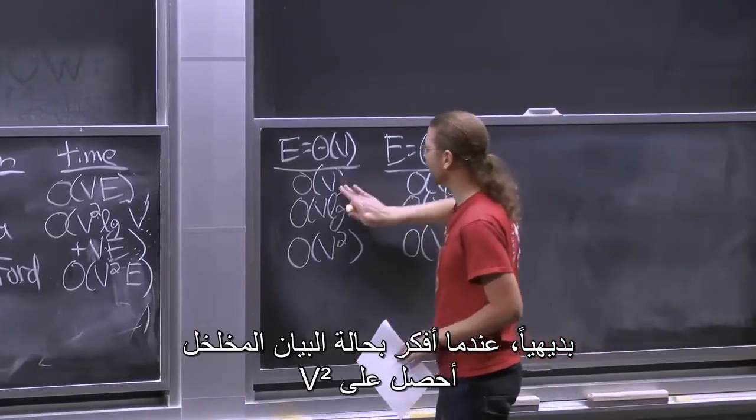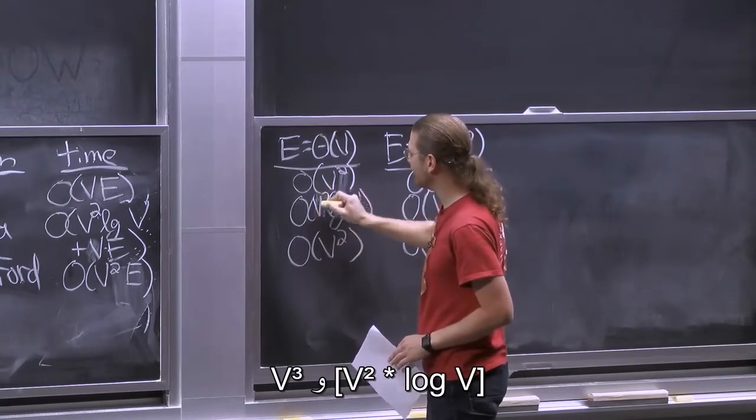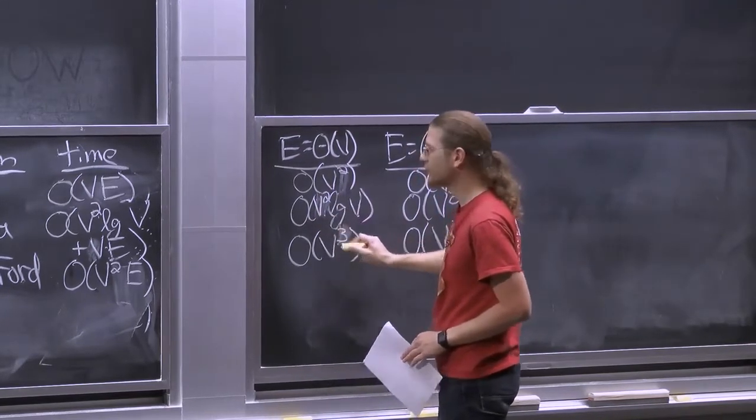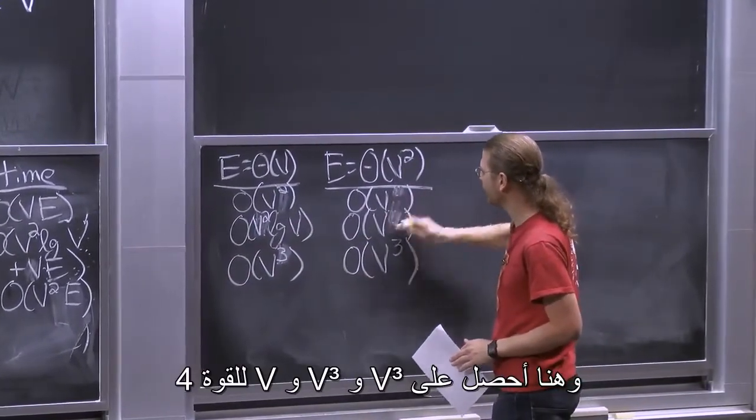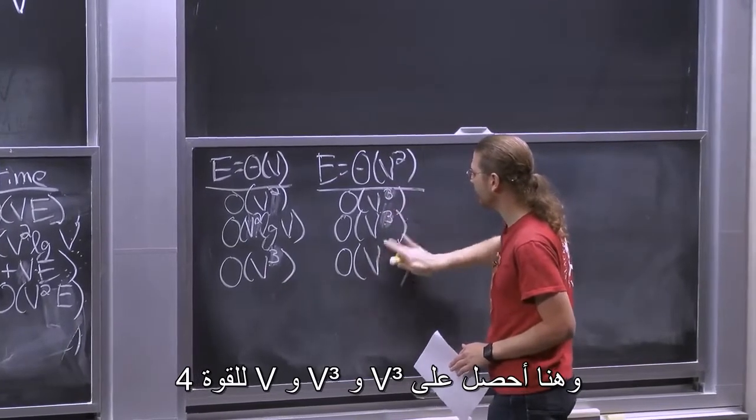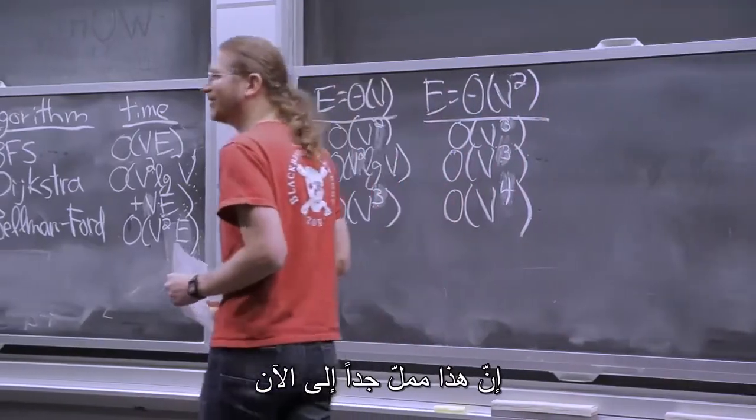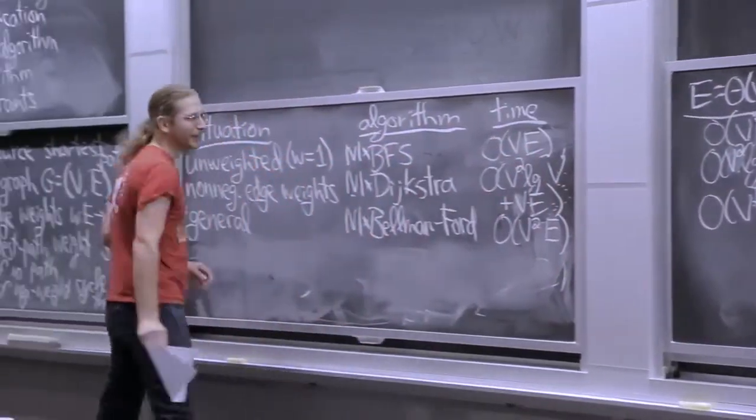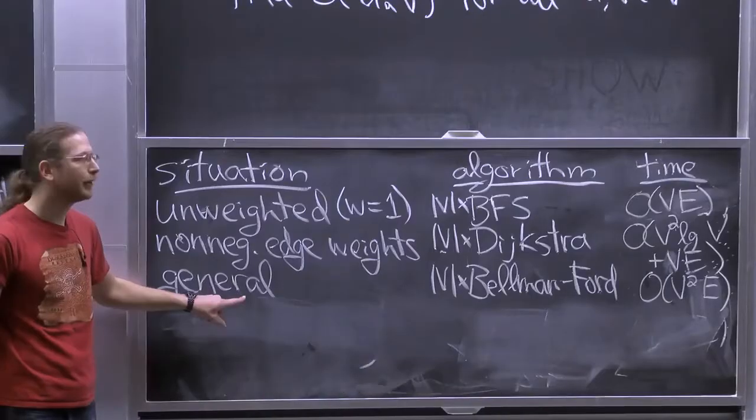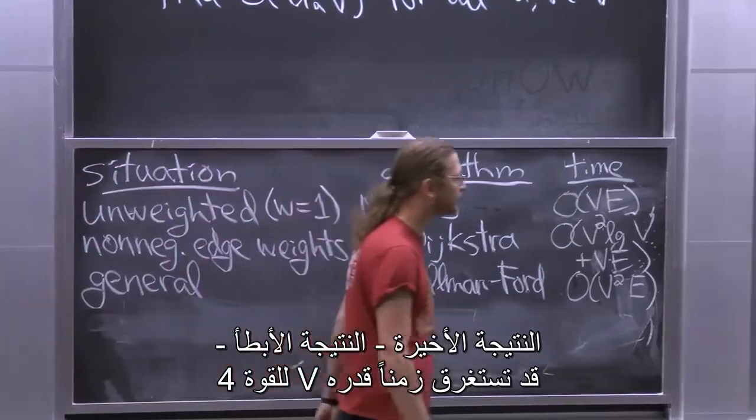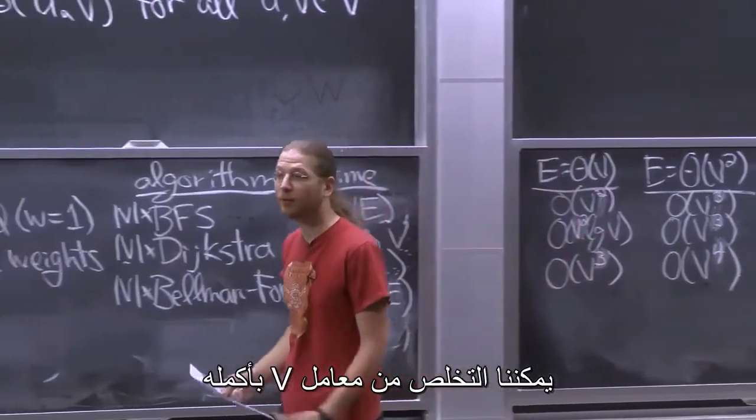So a little more intuitive is to think about the sparse case. I get V squared log V, and V cubed. Check that those match over there when E equals V. And over here, I get V cubed, and V to the 4th. OK, so pretty boring so far. The interesting thing here is that we can beat the last result. The last result, which is the slowest one, could take as long as V to the 4th time. We can shave off a whole V factor.